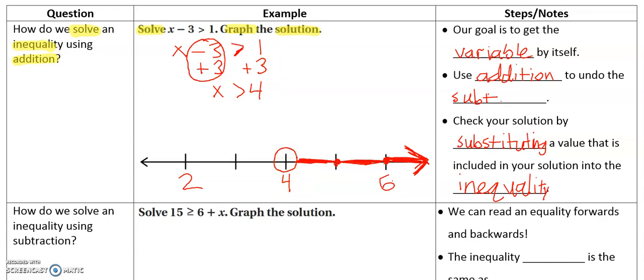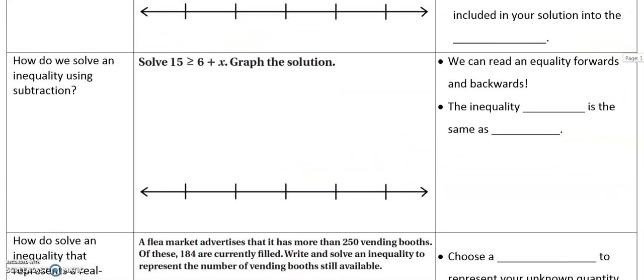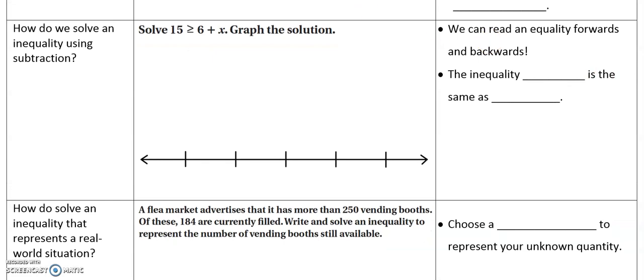All right, let's move on to the next example. And the next example is, how do we solve an inequality using subtraction? I didn't mention in the last example, but in the last example, we used addition property of equality in order to solve. And this one, we're going to be using subtraction property of inequality to solve. Okay, solve. 15 is greater than or equal to 6 plus x. And then we're going to graph the solution.